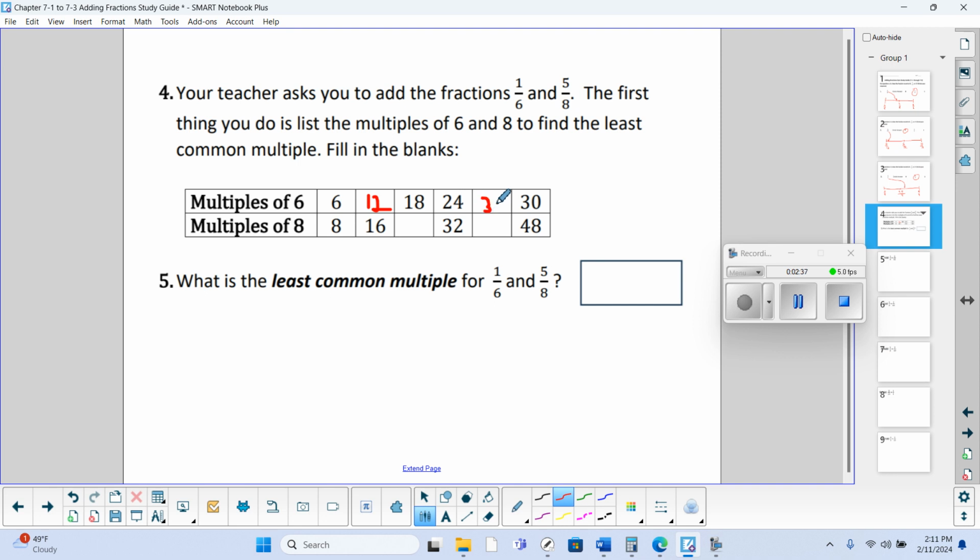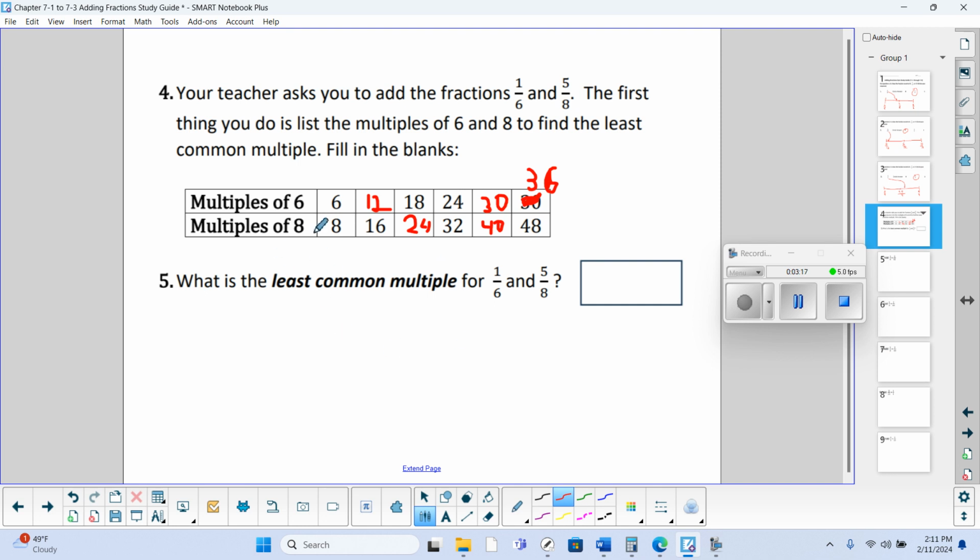30, and I made a mistake and I'm going to fix it on your sheet. This should be 6 times 6, which is 36. See, even teachers make mistakes, but I don't feel like making the video over, so it'll be fixed on your sheet. The multiples of 8 are 8 times 1 is 8, 8 times 2 is 16, 8 times 3 is 24, 8 times 4 is 32, 8 times 5 is 40, and 8 times 6 is 48.